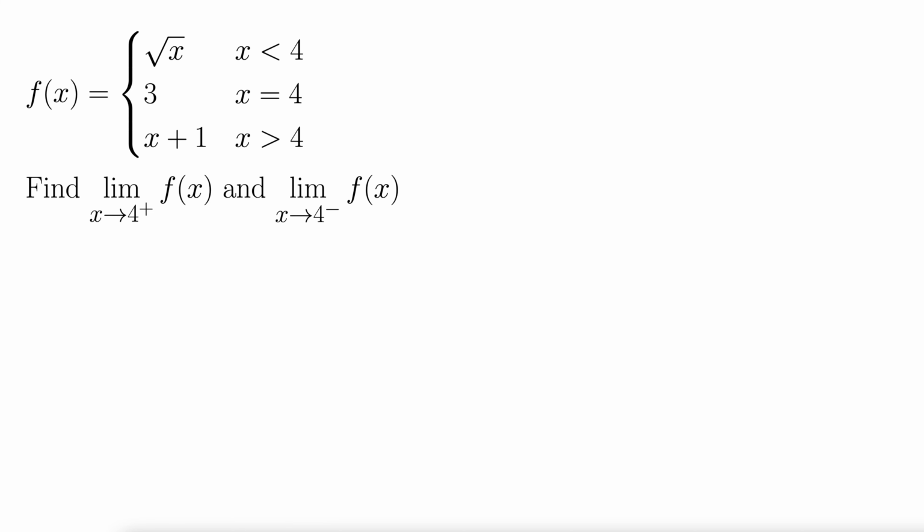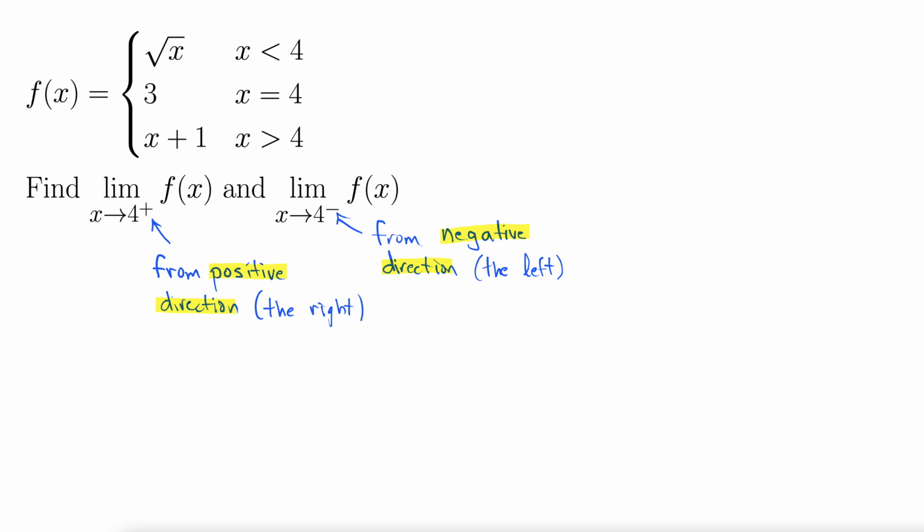That's what that plus means. And we also want to examine what happens as we approach 4 from the negative direction, which is from the left. We could examine these limits analytically, but in this situation it would be pretty interesting to just look at a graph of what all is going on here. So let's graph this piecewise function and see what happens.